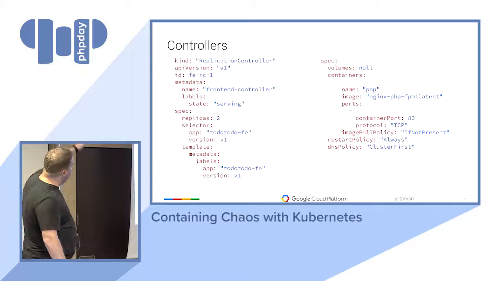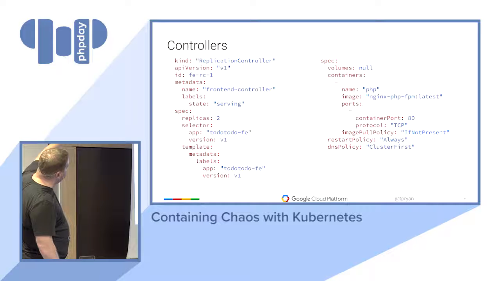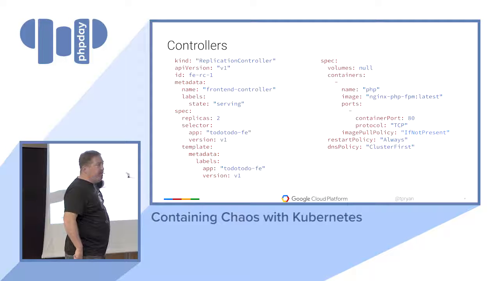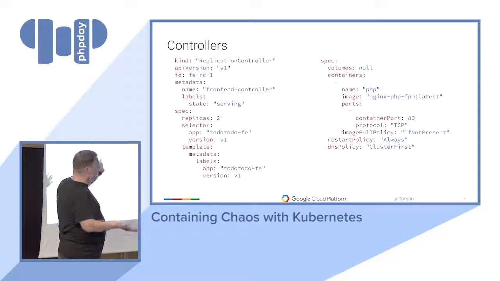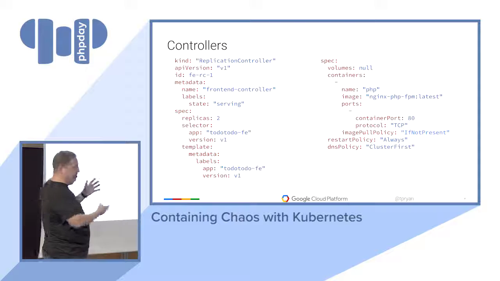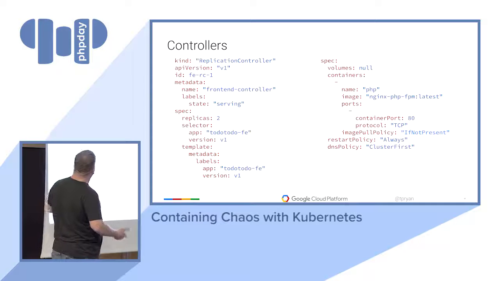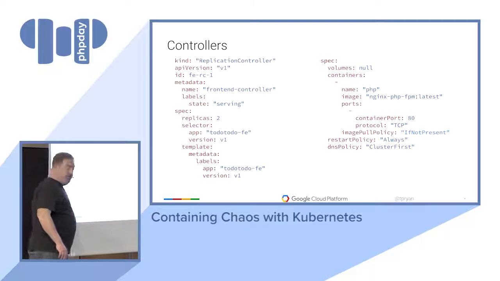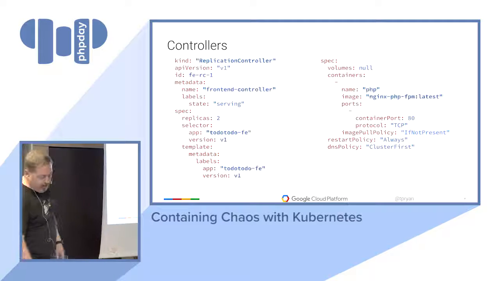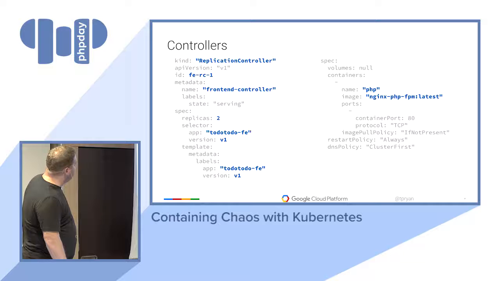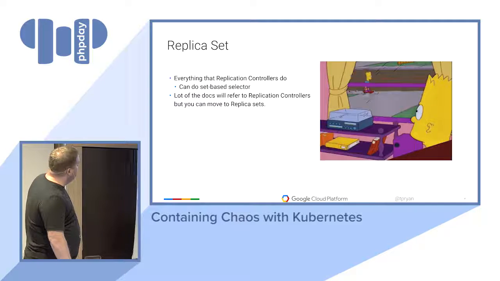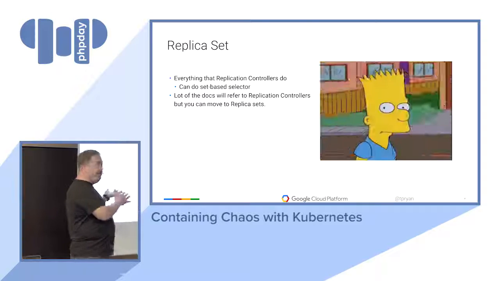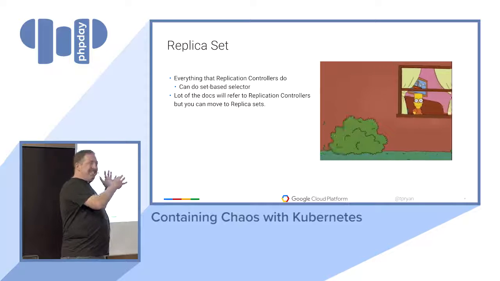So this is what a Replication Controller looks like. You'll notice on the right, I have pretty much the same thing as my pod spec, which is by design. You don't actually do a naked pod, you do a pod within a controller. And here's where I set replicas, and that makes it a replication controller.